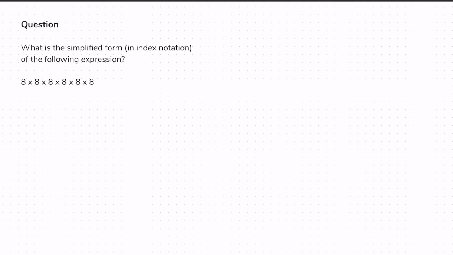So this question is asking us to write the following in the simplified form, in index notation. Right? So what I'm looking for is how many times am I multiplying 8 by itself? So I'm just going to write that underneath it. Well, this is 1, 2, 3, 4, 5, 6. So this is equivalent to 8 to the power of 6. And this means 8 times 8 times 8 times 8 times 8 times 8.